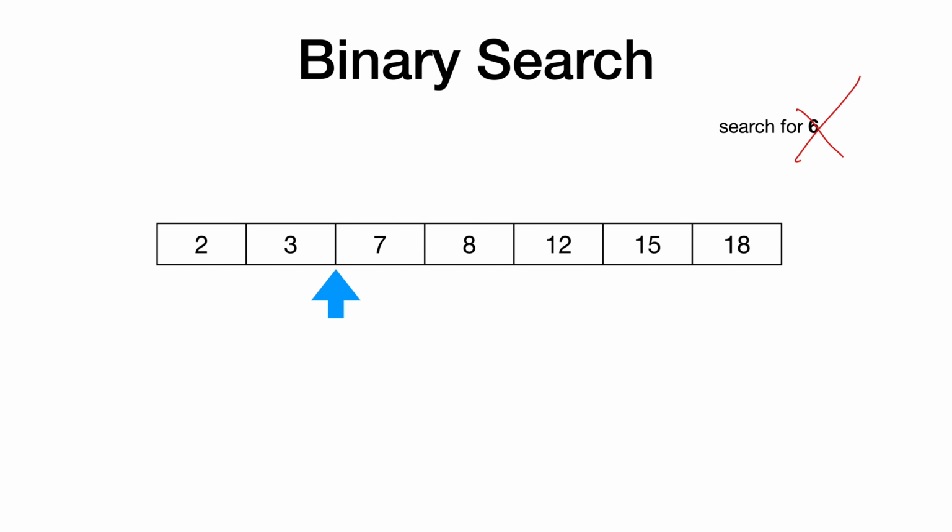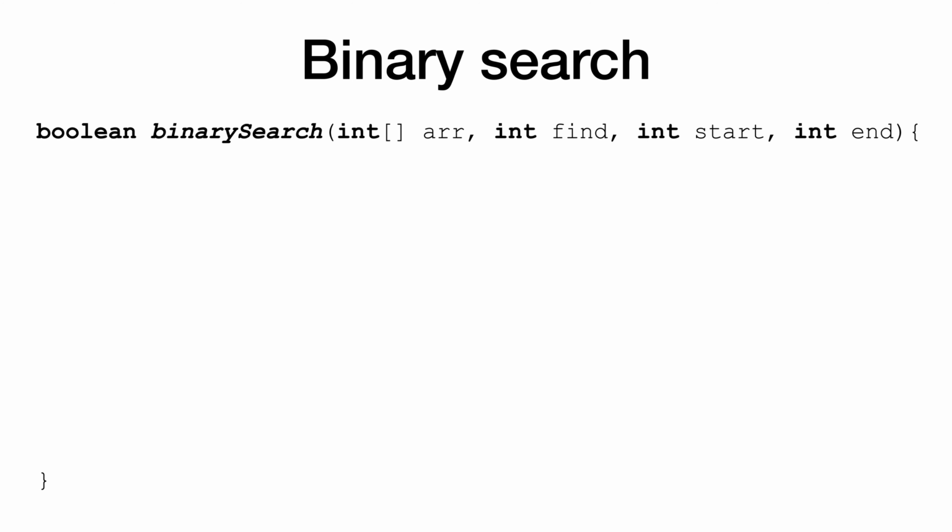So at each step, it first checks to see if the middle of the range is equal to our number. If not, it reduces the range down to the left or the right half and keeps going until the range is empty. So let's see what that looks like as code. So here is our binary search method, right?